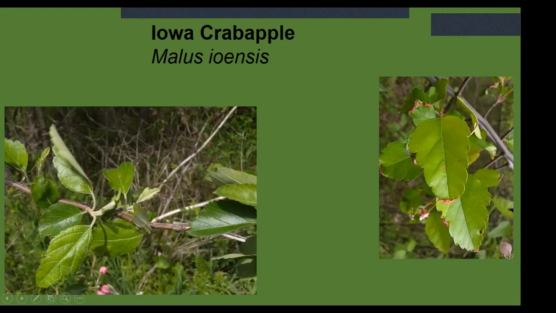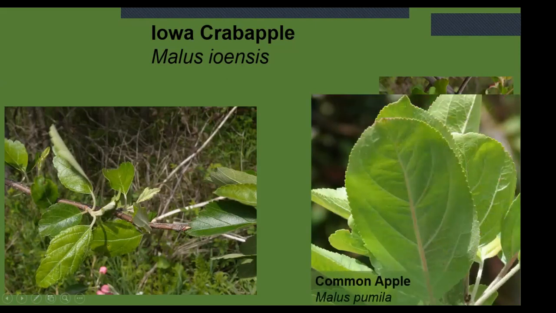So, a bit irregular there. This is the common apple, which has very much an elliptical leaf with an obtuse to almost rounded tip. The common apple, both of them are a little bit hairy. The common apple is hairier in most respects here. It's very fuzzy underneath.